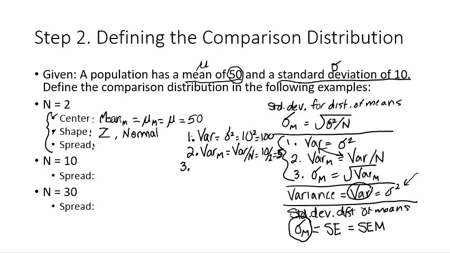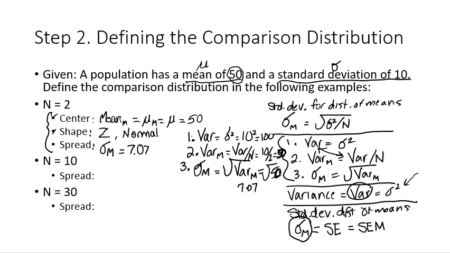And for step three, we're going to calculate sigma for the distribution of means, which equals the square root of the variance for the distribution of means, which is the square root of 5. We get out our calculator at times like this or our spreadsheet, and we discover that it equals 7.07. And that's what we write here. The standard deviation for the distribution of means is 7.07.